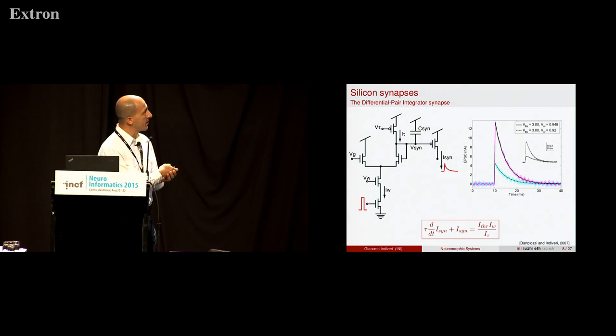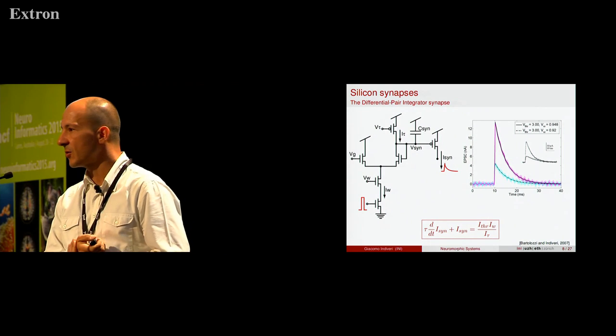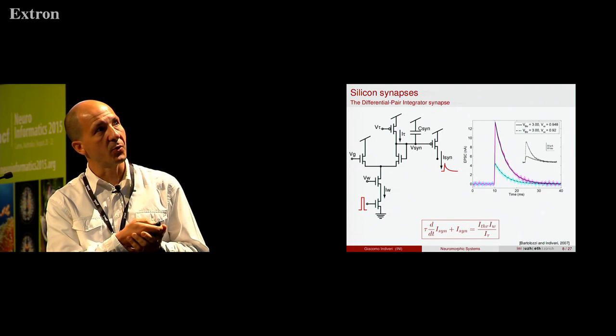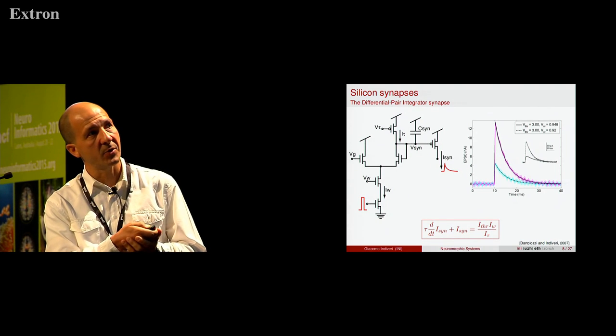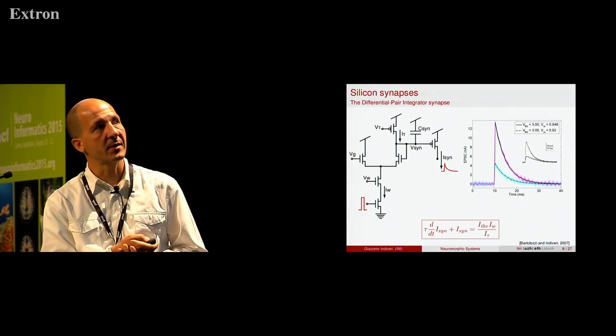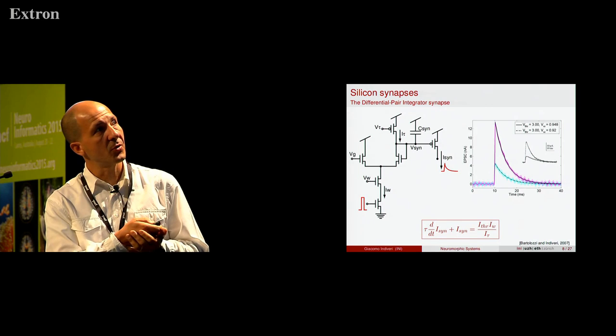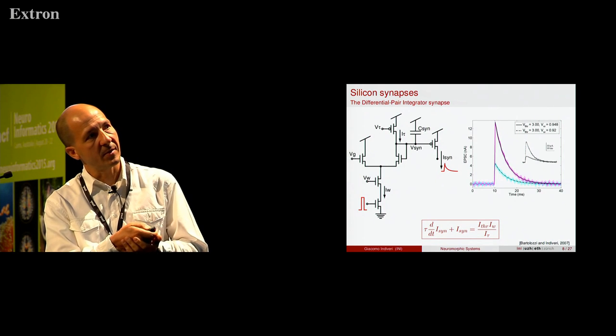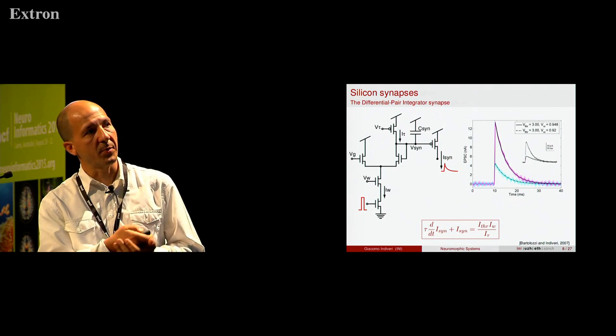Here you have some data taken from a chip that has this circuit, and you see that you have these decaying exponentials, which are a really good match to the decaying exponentials measured from real synapses. So you have excitatory postsynaptic currents produced by electronics, and you have excitatory postsynaptic currents measured in real synapses, and you see you have exactly the same type of dynamics. You can change parameters on the circuit, for example, which determine the efficacy of the synapse, if you change this voltage here, and then you get different types of outputs depending on the parameters.